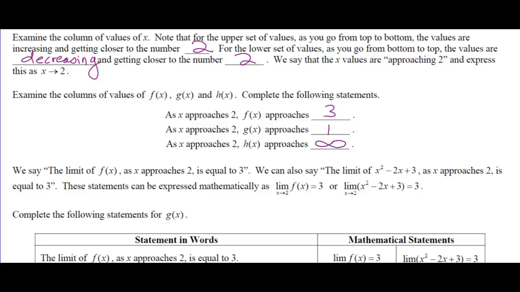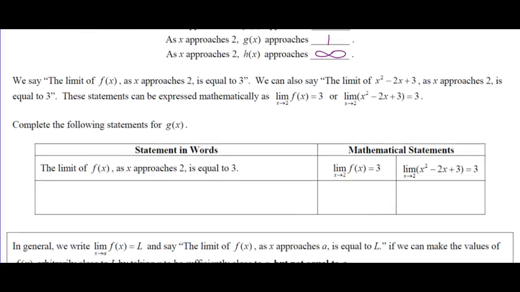We say the limit of f of x as x approaches 2 is equal to 3. We can also say the limit of, and then name the function, x squared minus 2x plus 3 as x approaches 2 is equal to 3. These statements can be expressed mathematically. So exactly how this is read, that's how it's written. The limit as x approaches 2 of f of x equals 3, or the limit as x approaches 2 of x squared minus 2x plus 3 is equal to 3.